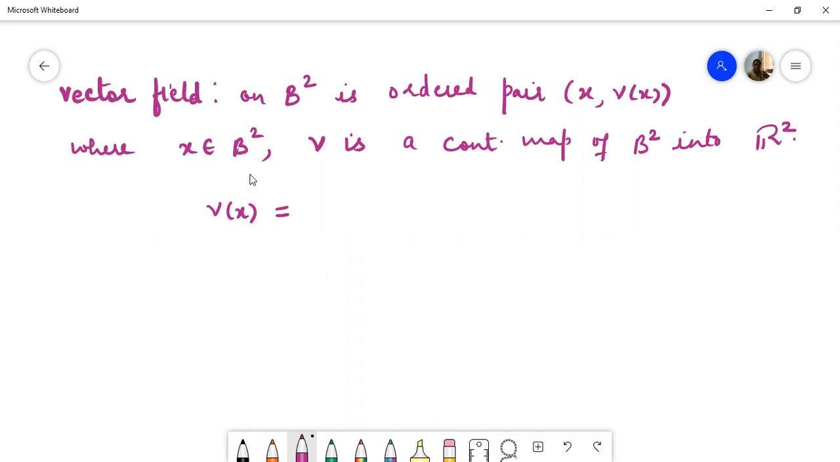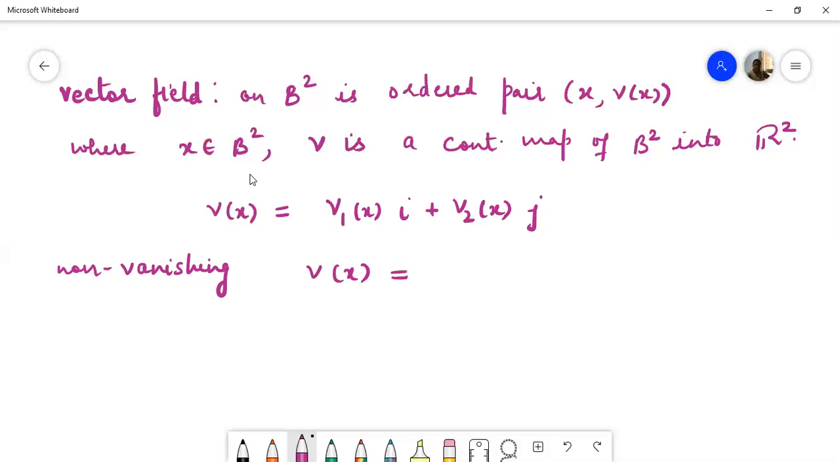And in calculus we use this type of notation: Vx is V1x times i plus V2x times j, where i and j are unit vectors in the directions of the x-axis and y-axis. They are basically standard unit vectors in R2. So this is the definition of a vector field. Now what is a non-vanishing vector field? A non-vanishing vector field is a vector field which is non-zero for every x. Vx is non-zero for every x, then we say V is a non-vanishing vector field.